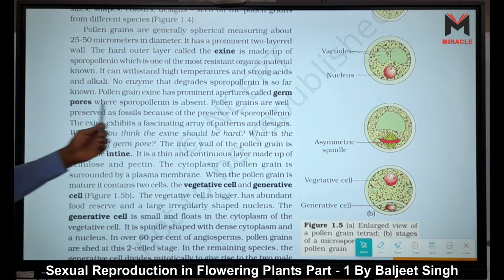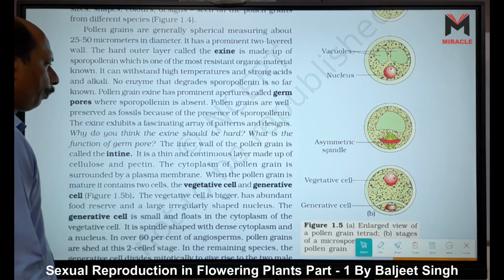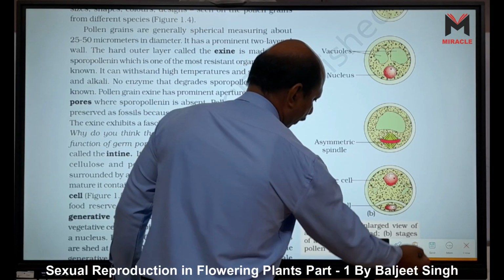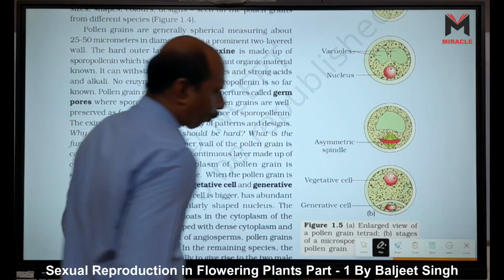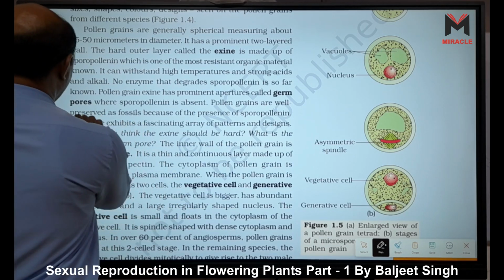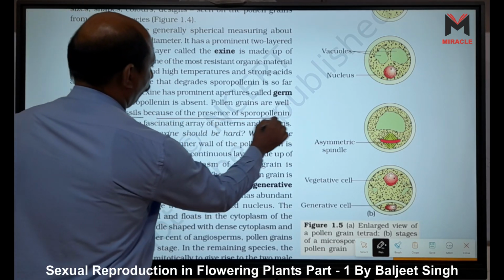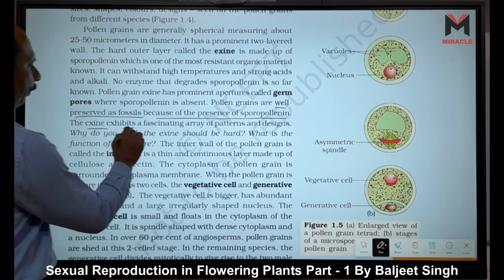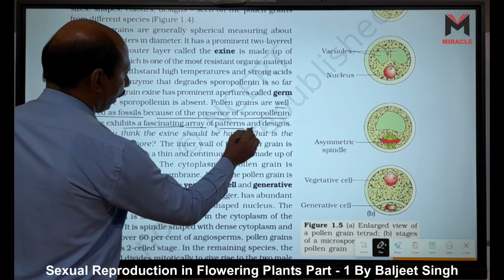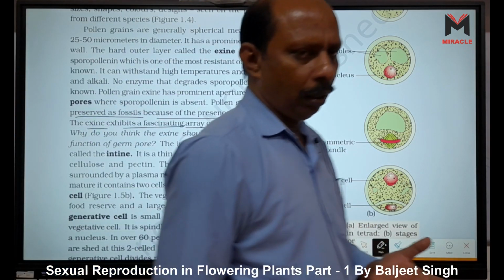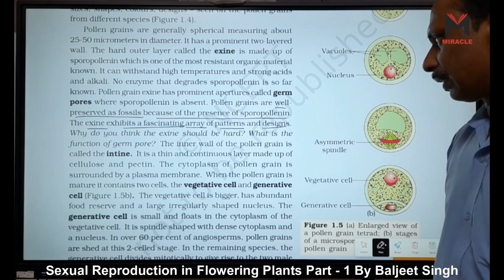Pollen grains are well preserved as fossils because of the presence of sporopollenin. Why are they well preserved? Because sporopollenin is non-biodegradable. That's why it is well preserved, right? The exine exhibits a fascinating array of patterns and designs; different types of patterns are there in different pollen grains, right?